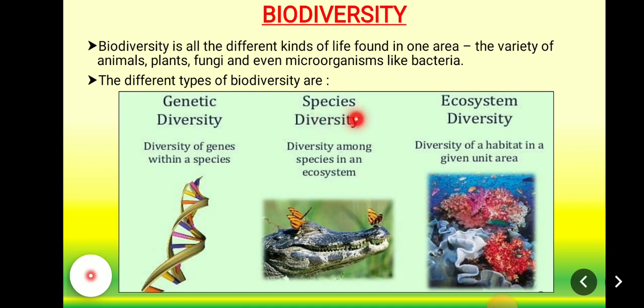Next, we have species diversity, the diversity among species, different species in an ecosystem. Like the butterflies, it is one of the species. This crocodile, which is there, it is another species. So, this is called species diversity.